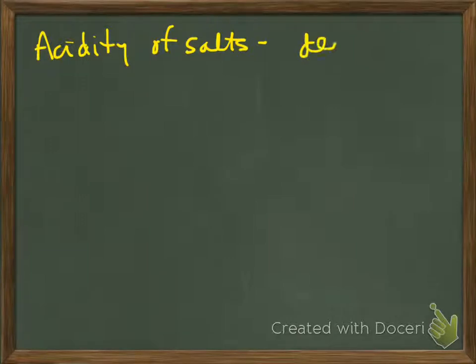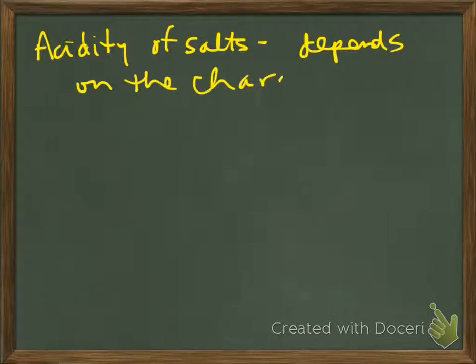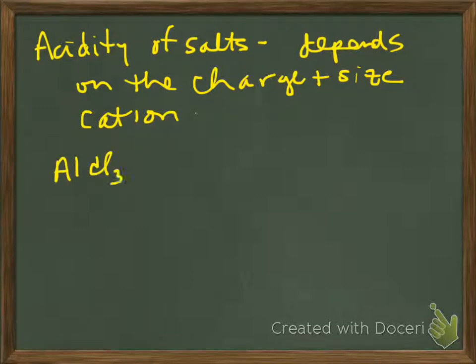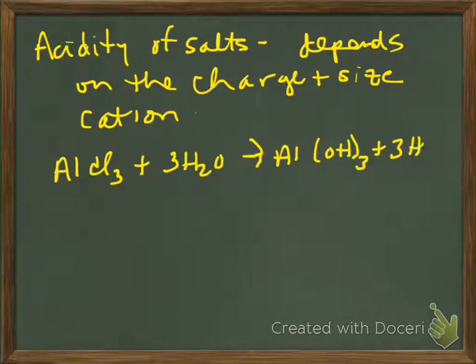The acidity of salts also depends on the charge and the size of the cation. For instance, if we take a look at aluminum chloride, when I put this in water, if you remember from the periodicity chart, it's going to form aluminum hydroxide and hydrochloric acid.